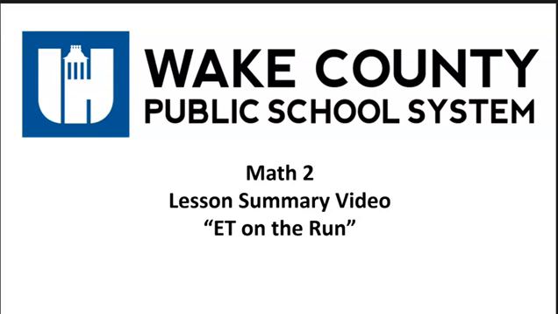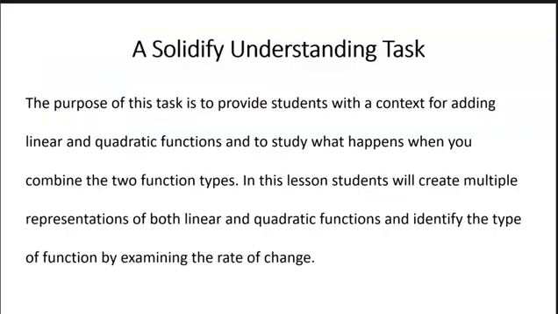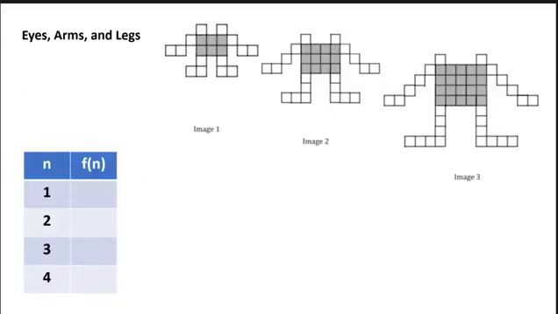This is a Math 2 summary video for the lesson titled ET on the Run. This lesson is a Solidify Understanding task. The purpose of this task is to provide students with a context for adding linear and quadratic functions and to study what happens when you combine the two function types. In this lesson, students will create multiple representations of both linear and quadratic functions and identify the type of function by examining the rate of change.